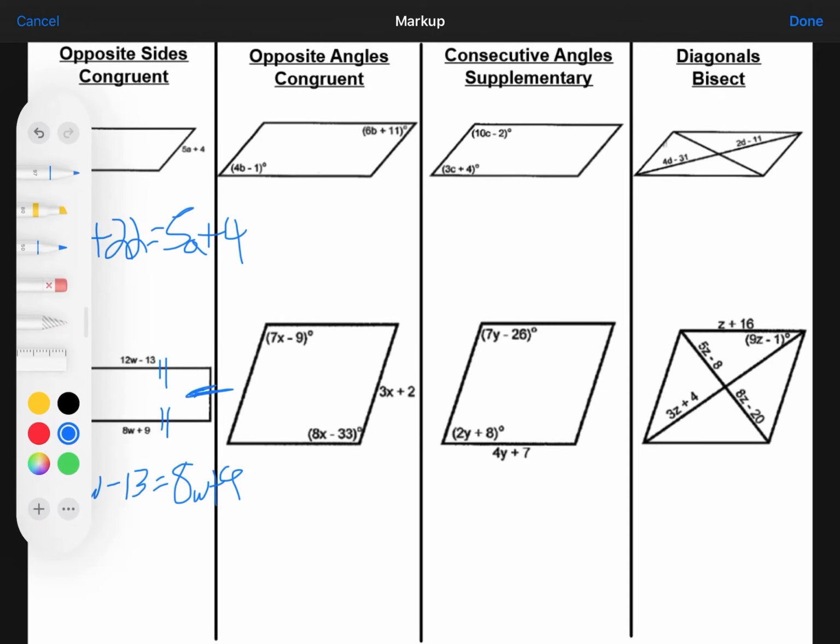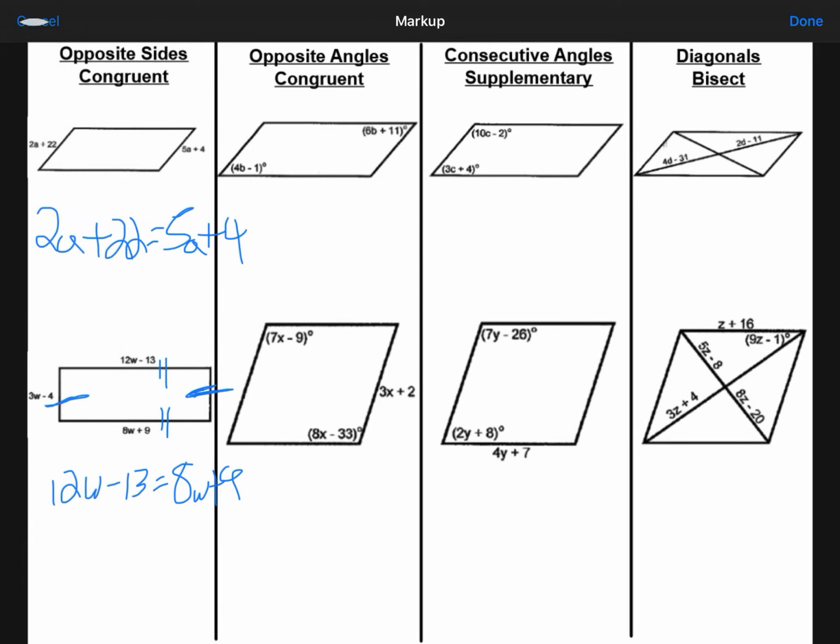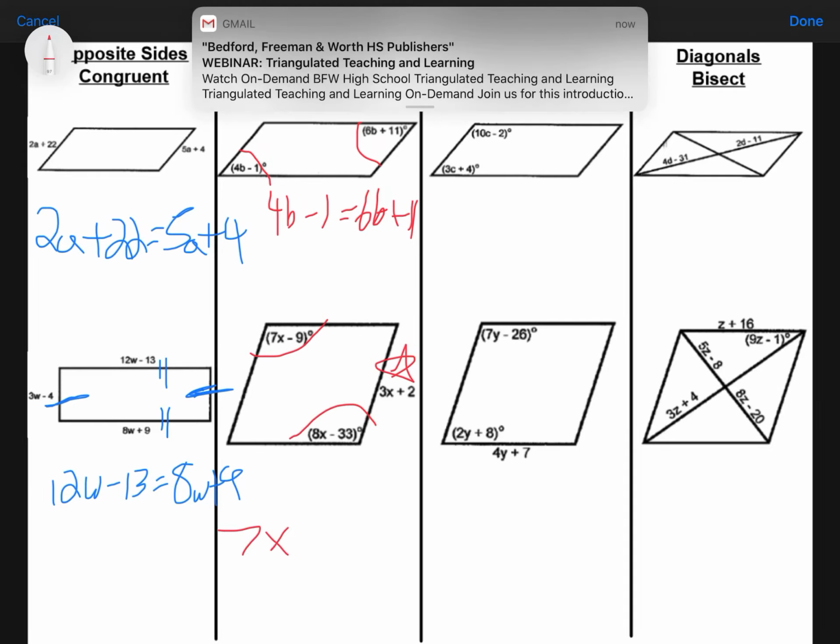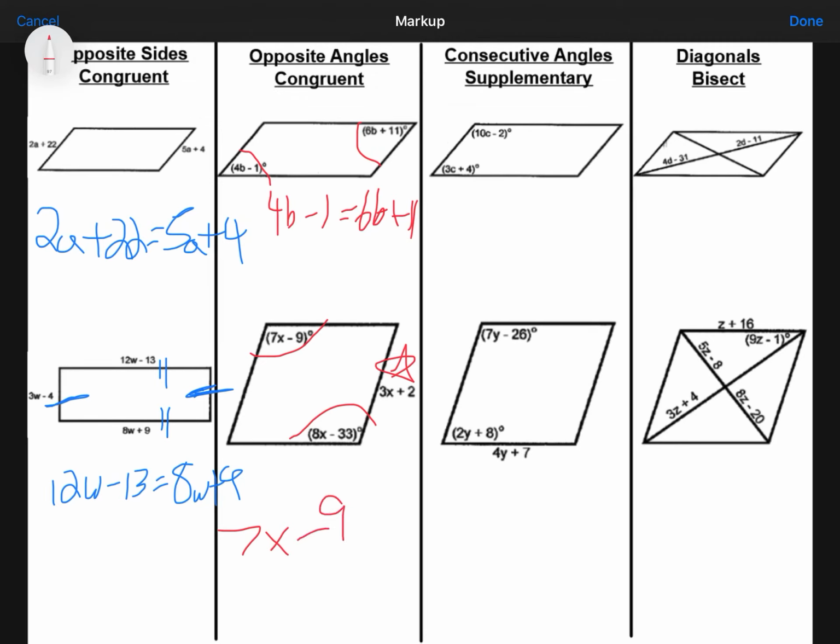Same idea with angles. If they're across the picture, completely opposite, they're congruent. Like here and here. 4b minus 1 equals 6b plus 11. Same thing here. Don't worry if there's something weird and extra. The opposite angles are congruent. 7x minus 9 equals 8x minus 33.